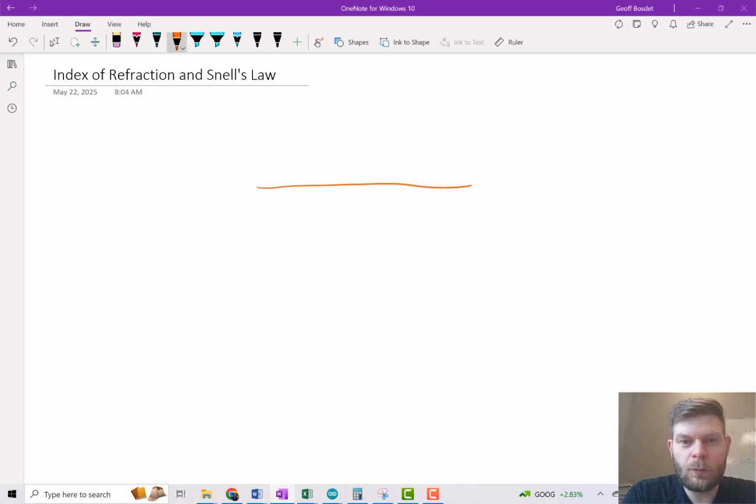As light goes from one material into another, it bends. So it'll have different angles it makes with the normal when it hits the surface. Though, if light hits a surface at 90 degrees, it won't get bent at all.